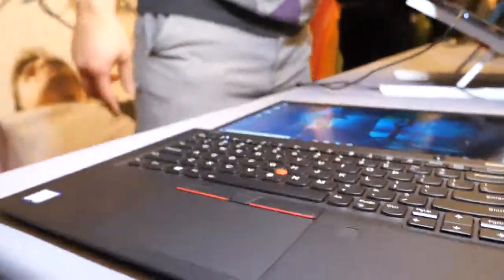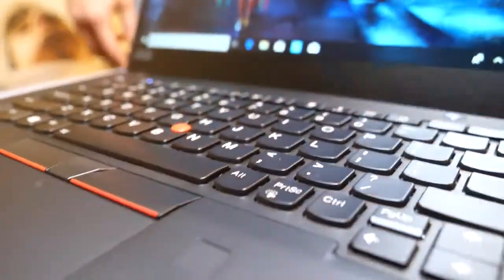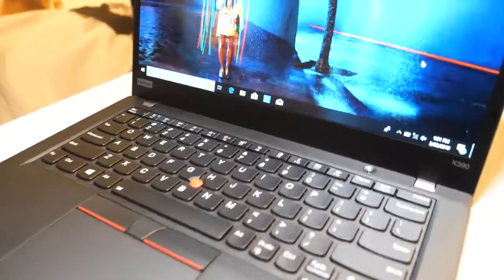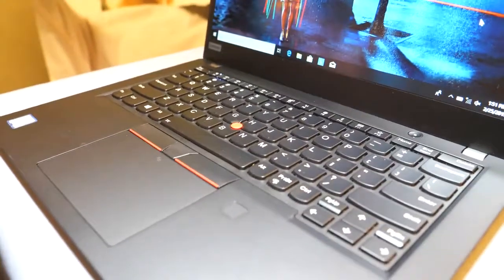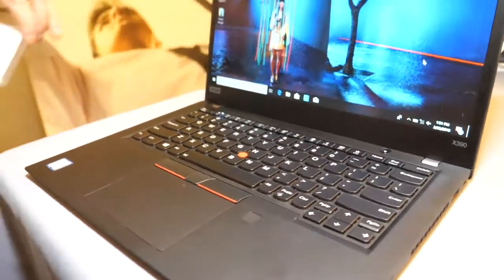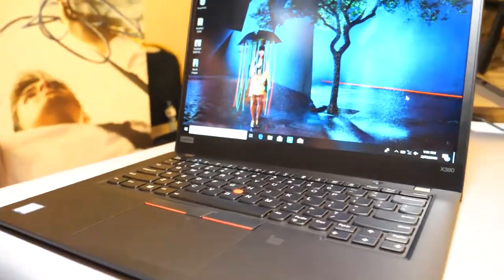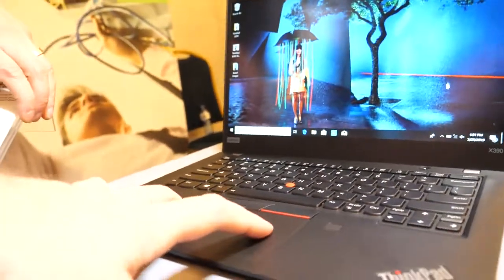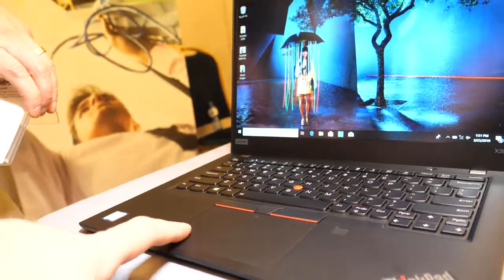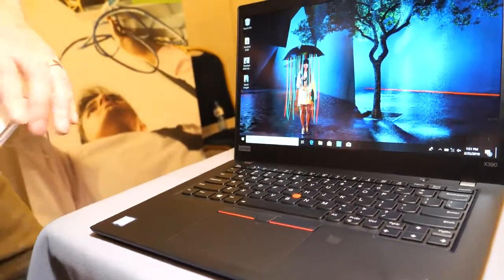Anything happen with the keyboard? It's just the same keyboard as we've been doing. Obviously, all the mil-spec testing. ThinkPads are known for their durability and mil-spec testing. How is that compared to the last one, the 280? About the same.